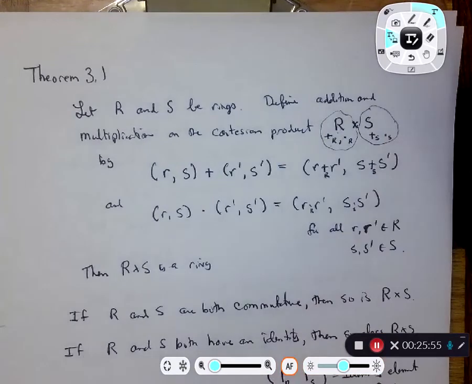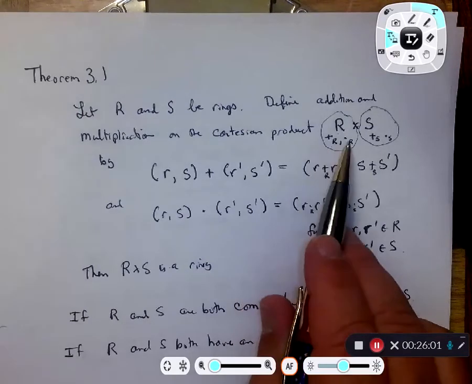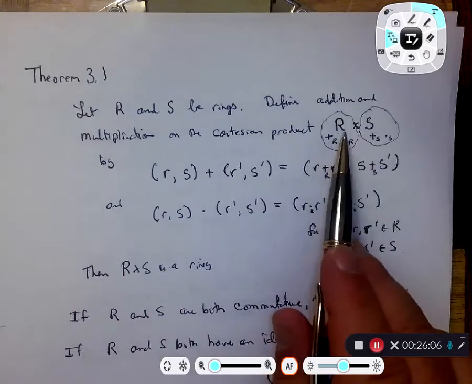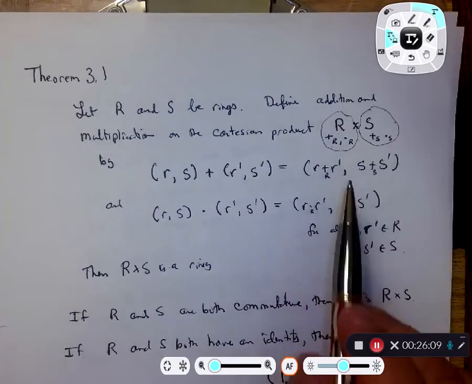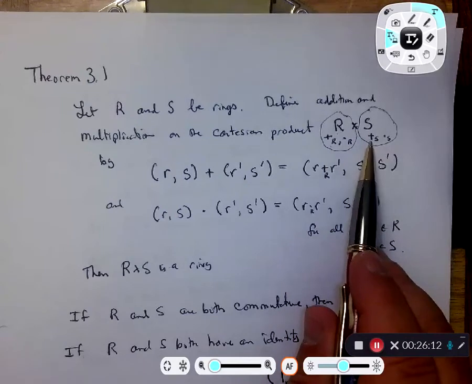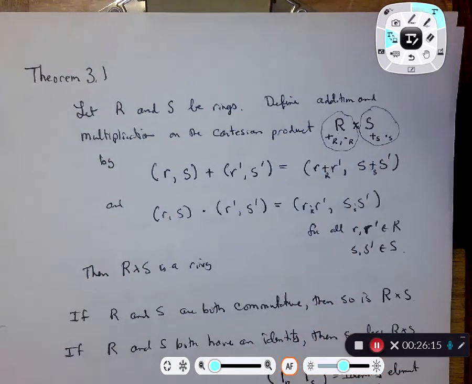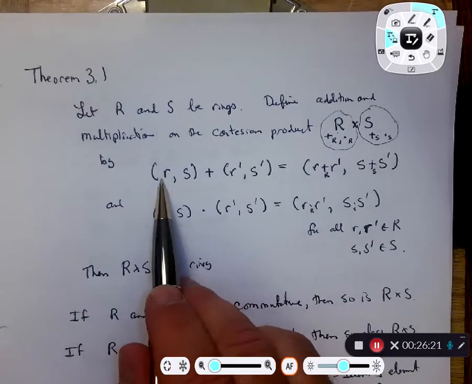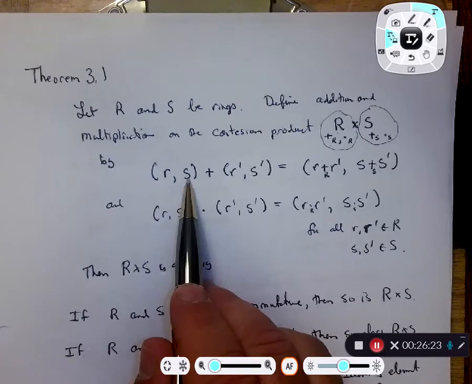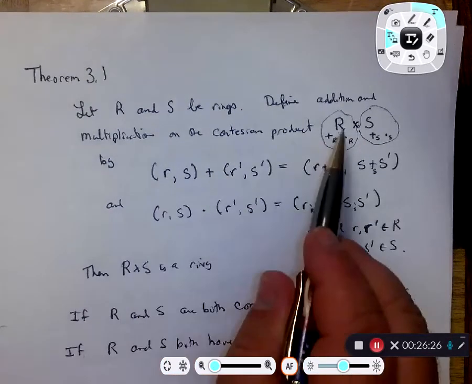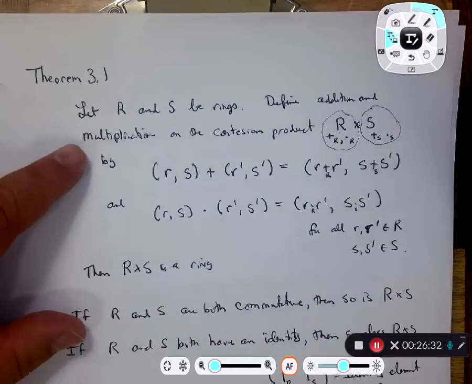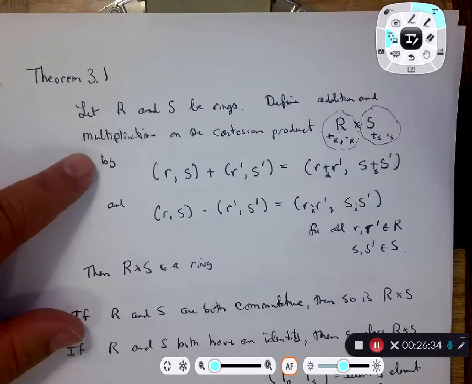So a ring is more than just a set of elements. It's a set of elements with a definition of how to add and how to multiply. And they may not always be the same. So you've got a ring R with a way of adding in R and a way of multiplying in R. You've got a ring S, a way of adding in ring S and multiplying in ring S. Now, this Cartesian product, we're going to look at it as an ordered pair. The first element comes from ring R, and the second element comes from ring S. So this is my notation. Little r comes from big R, and little s comes from big S. So we're going to define an addition and multiplication on this Cartesian product by this.